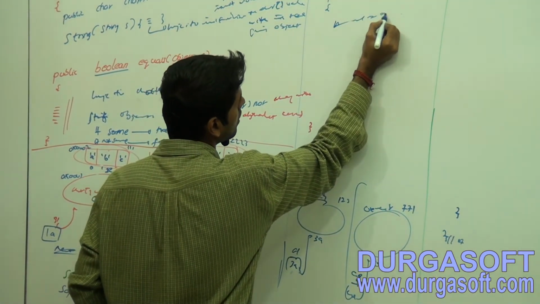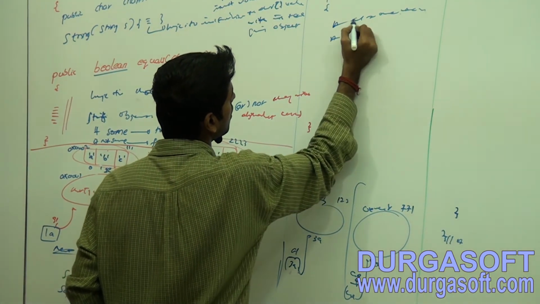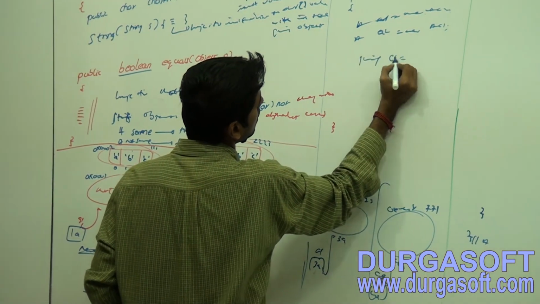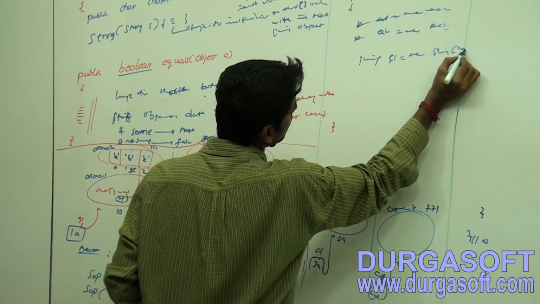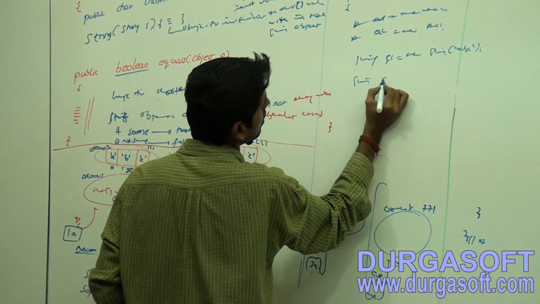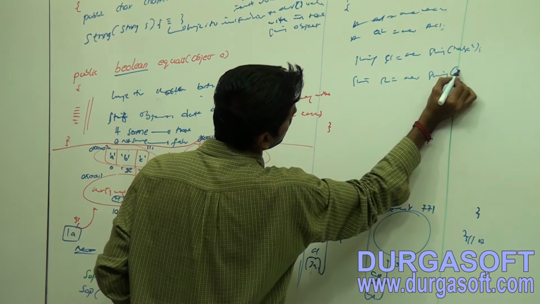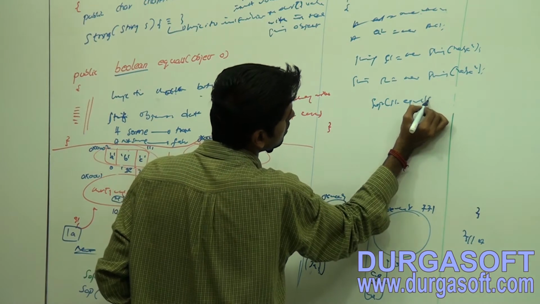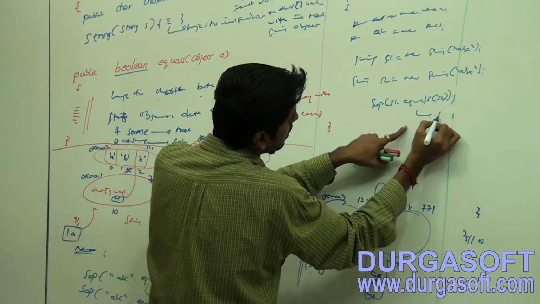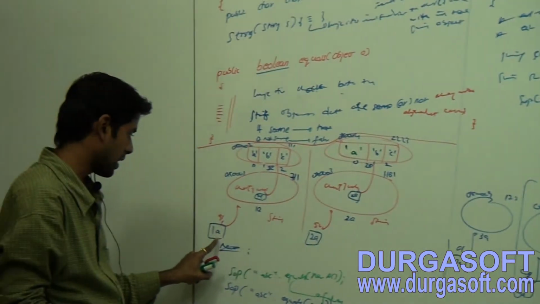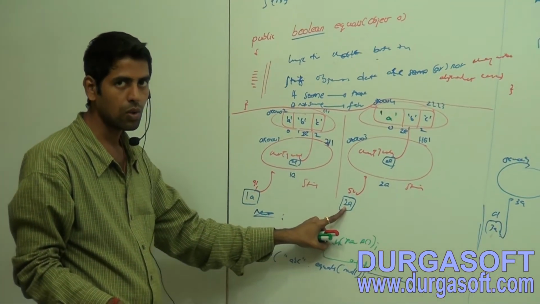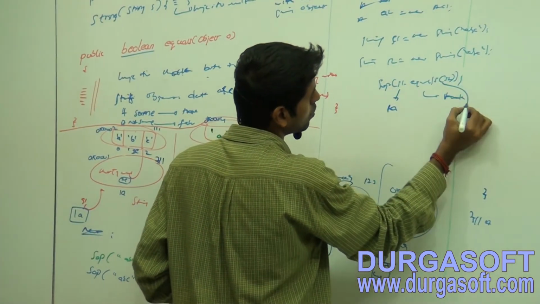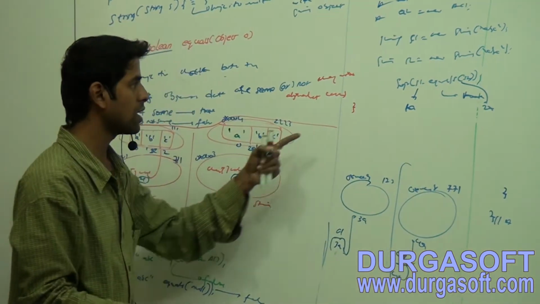Let A1 be new A and A2 be new A. String S1 is equals to new String of ABC. String S2 equals to new String ABC. SOP of S1 dot equals of S2. Here it is returning true to us, even though the S1 value and S2 value are different. S1 value is 1A, S2 value is 2A, right? It is returning true. Why?